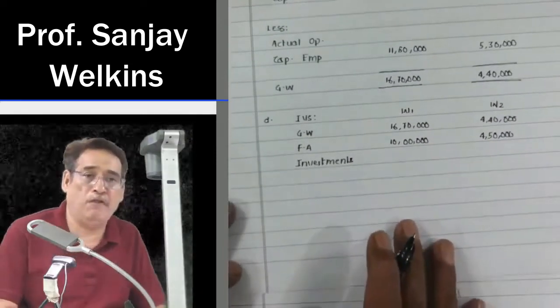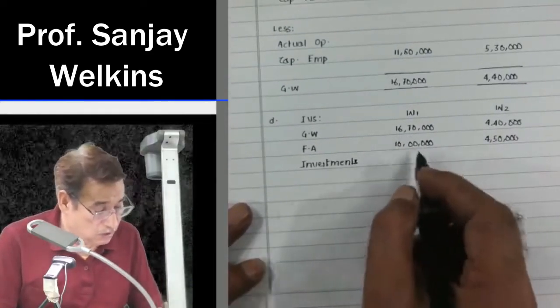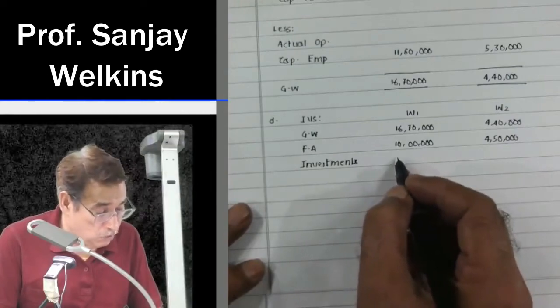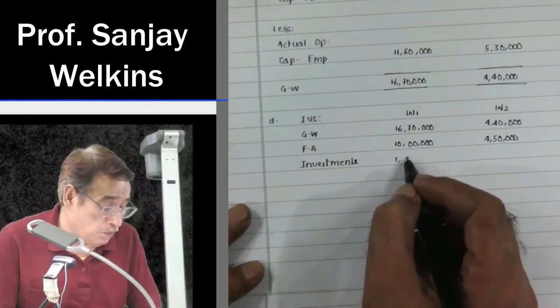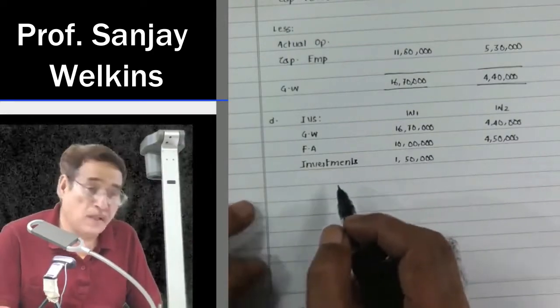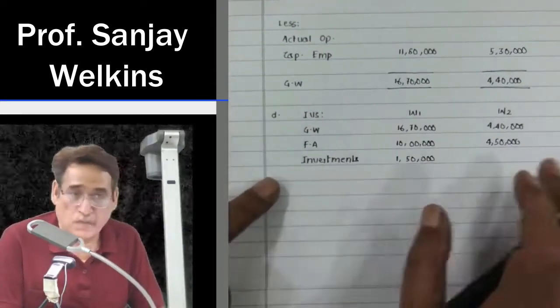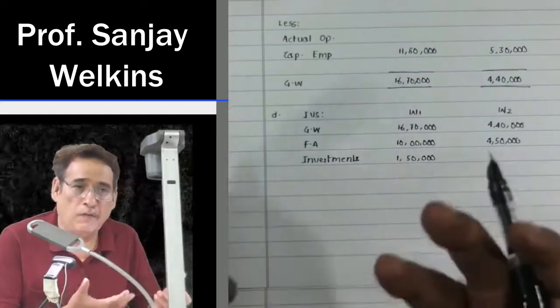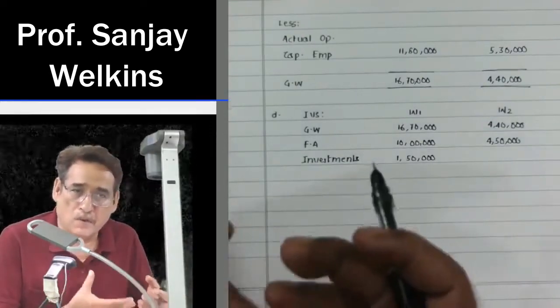As far as investments are concerned, in this case, investment is equal to 11 lakh 50. Remember one thing, 1 lakh 50. While computing goodwill, when I took assets, I didn't take investment. Otherwise, whenever we take into account assets, we will consider investment, whether it is trading or non-trading.